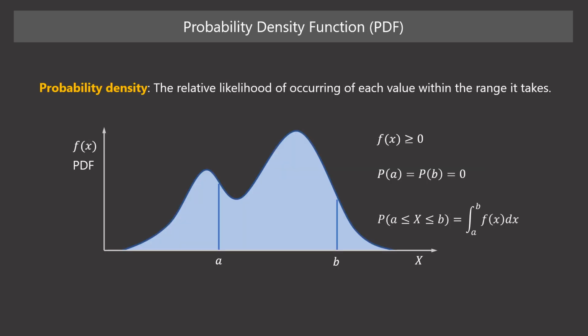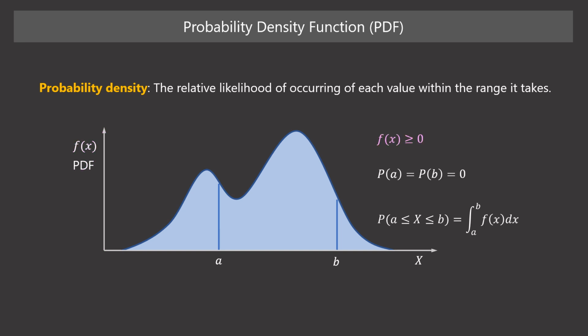Since in a continuous probability distribution, a value's probability of occurring is 0, for a continuous probability distribution, we use probability density instead of normal probability. Probability density represents the relative likelihood of occurring of each value within the range it takes. This graph visualizes a continuous probability distribution. The vertical axis represents a function of probability density. It is called a probability density function, PDF for short.